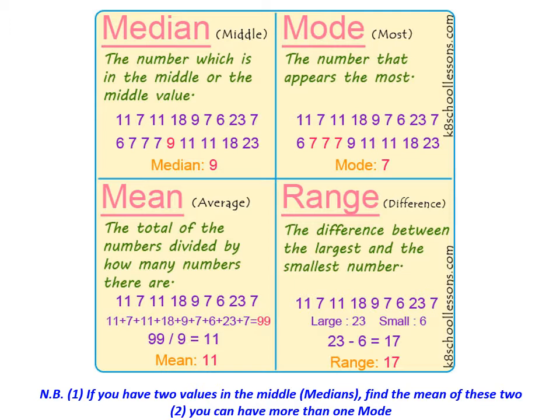The range. What is the range? This is the difference between the largest and the smallest number. Here the largest number is 23 and the smallest number is 6. So the difference between these two numbers is 17. So the range here equals 17. In statistical analysis, the most commonly used are median and mean.